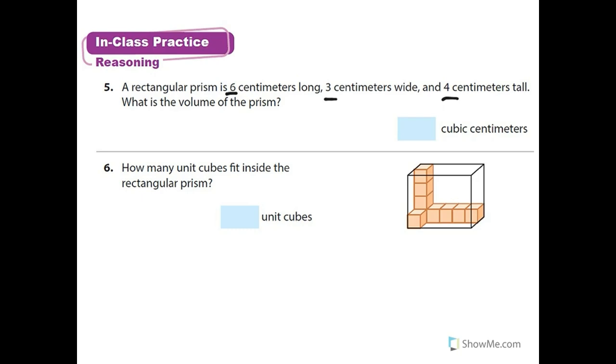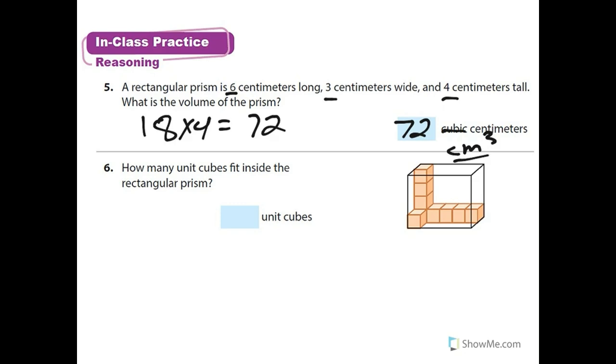Alright, so 6 times 3 is 18. 18 times 4 is going to be 72. 72 cubic centimeters, and remember, it can also be cubic centimeters, so words and then the abbreviation.